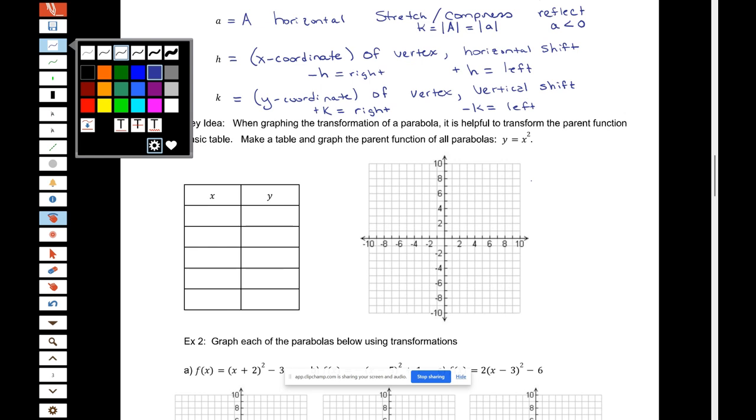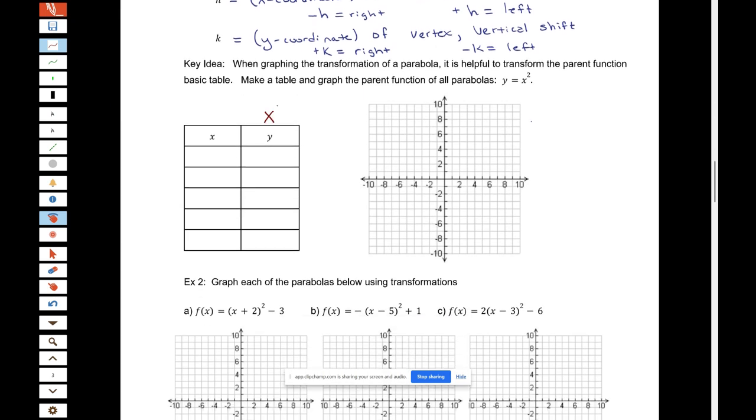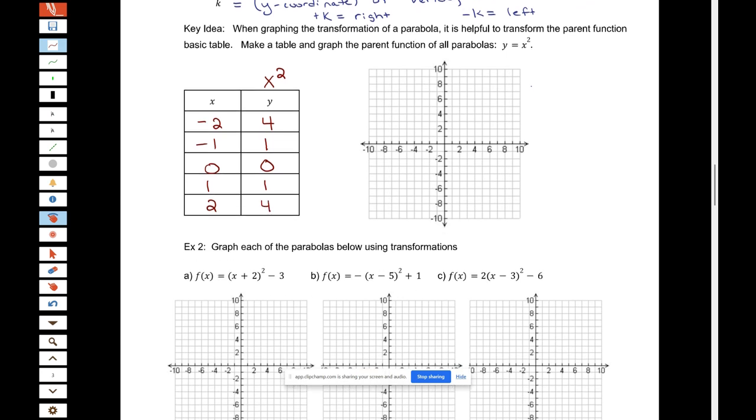So let's look at the basic parent function of any parabola, which is y equals x squared. So if I just graph a couple of points, okay, if I square -2, I get 4. If I square -1, I get 1. 0 squared is 0. 1 squared, 2 squared. This is our basic parent function. From the vertex, we go right 1, up 1 to get the first point, and right 2, up 4 to get the second point. And of course, those are reflected over the axis of symmetry.